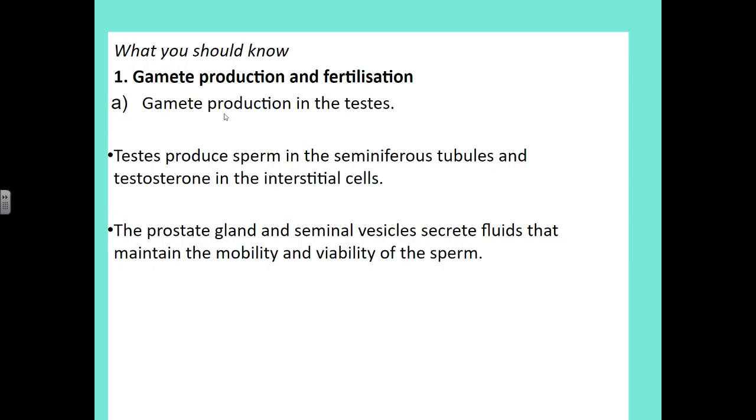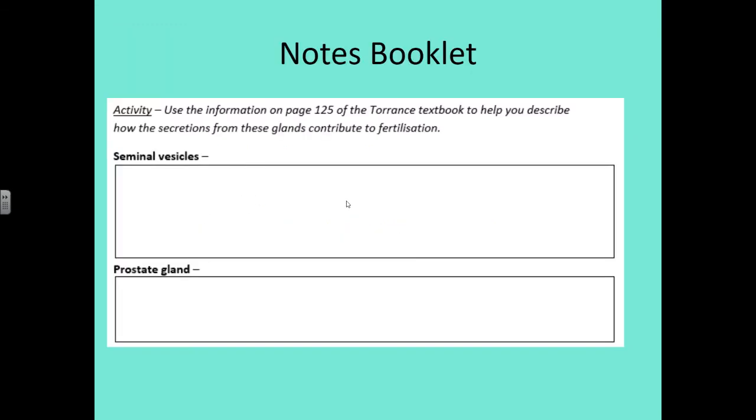So what you should know is actually not all that much. Gamete production in the testes. Testes produce sperm in the seminiferous tubules and testosterone in the interstitial cells. The prostate gland and seminal vesicles secrete fluids that maintain the motility and viability. So you don't need to know which one's which.